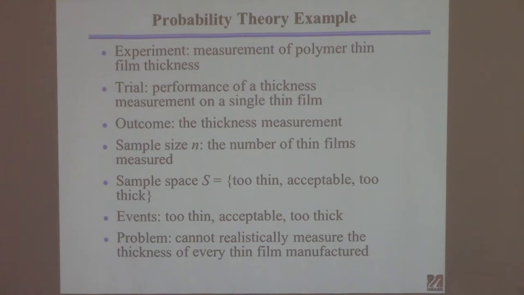And so a trial would mean you take one of these thin films and you measure its thickness, okay? So you perform one experiment, take one film, somehow measure its thickness. That would be a trial, an experiment. The outcome would be the measured value, the X value, we'll call it. Okay, sample size is the number of samples that you want to measure.